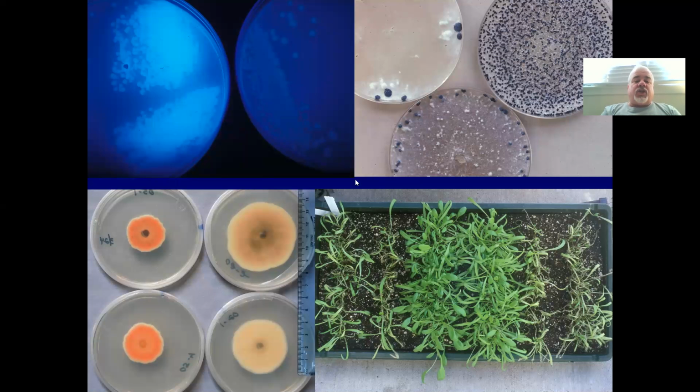Here's some morphology. Here's a couple of bacterial plates, and one of them is responding differently. It's fluorescing under this light. The other one is not. That's a clue. That's a morphological clue.